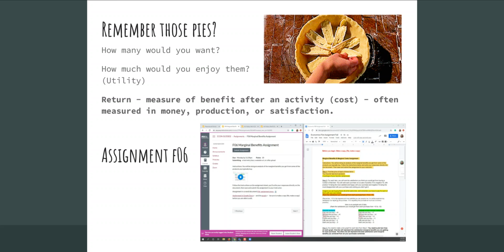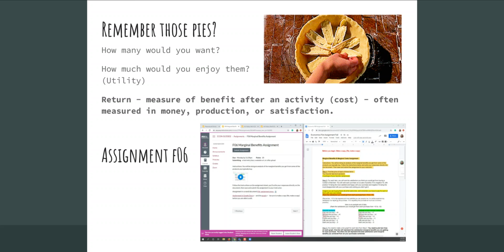Let's talk about assignment F06, which has to do with looking for marginal and total benefits. We've talked in other assignments about a lot of things, and I tend to use pie as my big example. If you talked about how much you would enjoy consuming something, that's going to be our benefit. In economics, sometimes benefit is that kind of satisfaction.